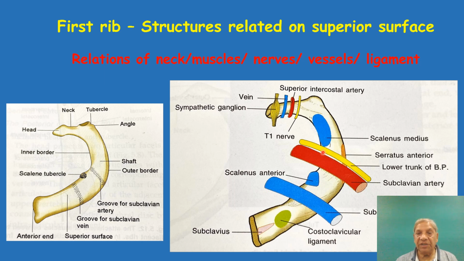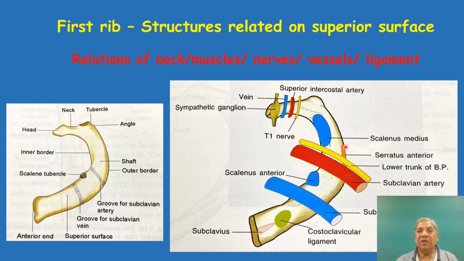Still posterior to this groove, which is for the subclavian artery and the lower trunk, there is a rough area near the medial border and superior surface. This is for the insertion of the scalenus medius muscle. This means that the subclavian artery and lower trunk of the brachial plexus lie between the insertions of scalenus anterior and medius, which are coming from the neck and getting attached onto the rib.